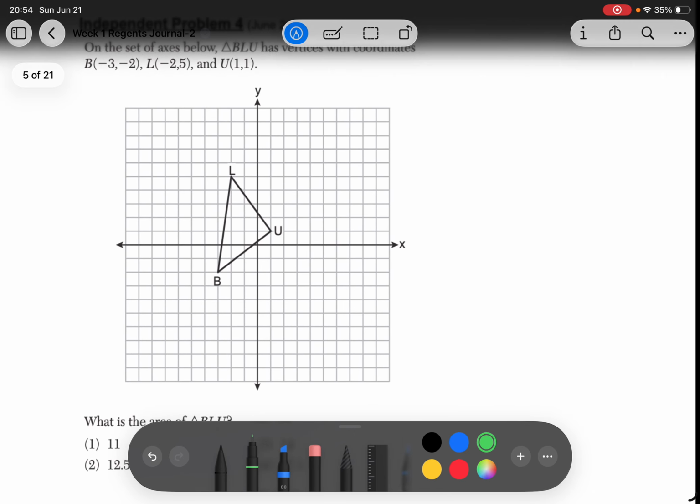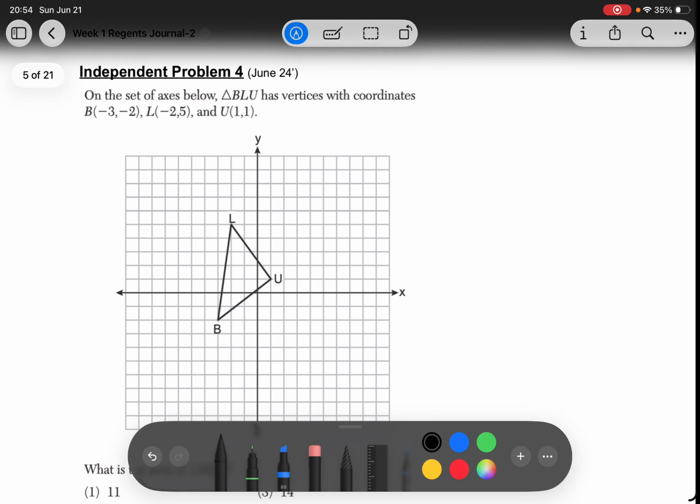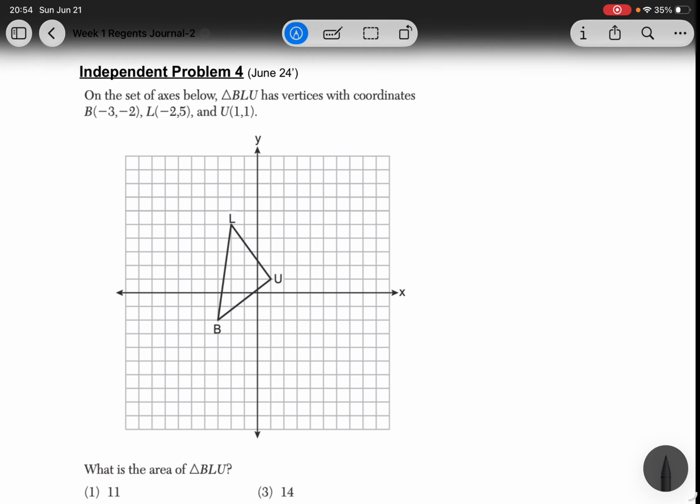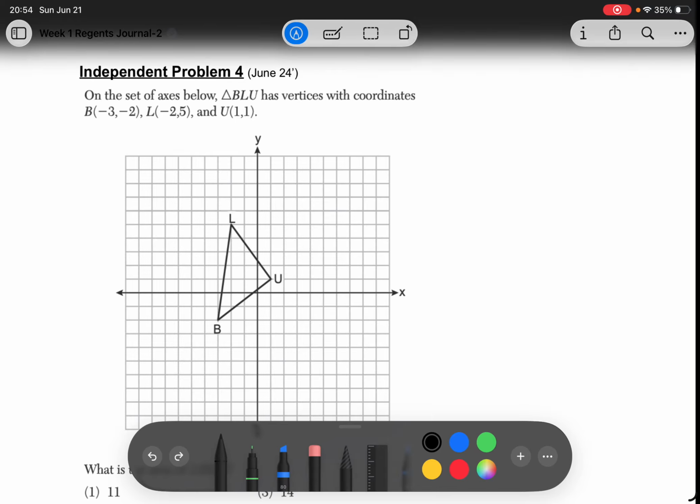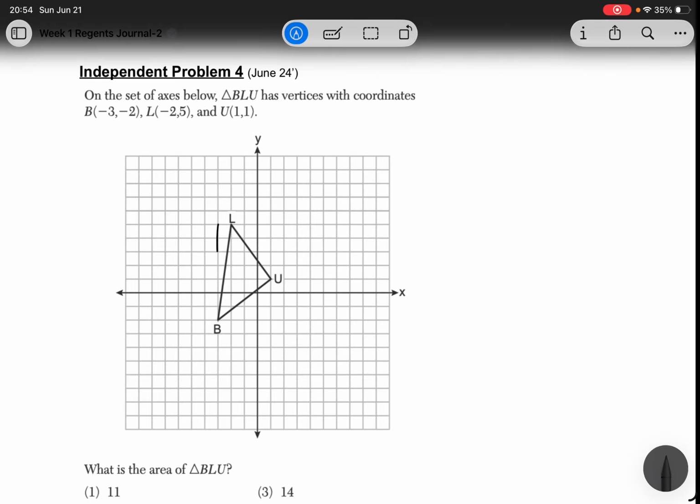Next up, one of my favorites. It's a little bit more tedious. But in order to find the area of triangle BLU, we're given these set of axes, or these coordinates. You can use those, but I'm going to teach you guys the way that I teach my students so they have a little bit better of a visual. So we're going to turn this triangle into a rectangle in a sense. So we're going to add some area to it. But we're going to make sure that the area we add to it are running through each of these points of B, U, and L.